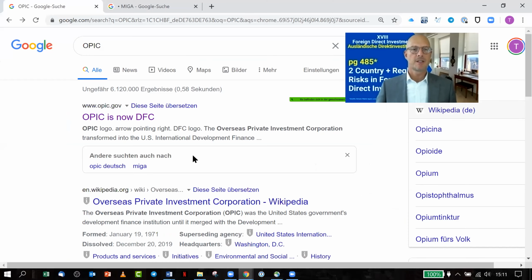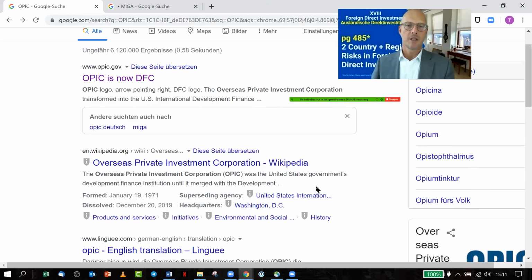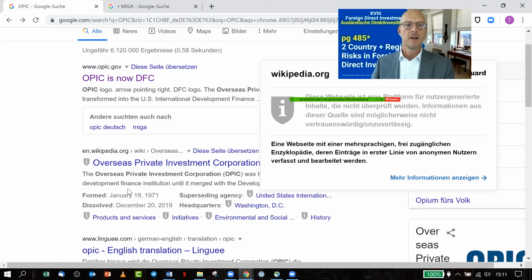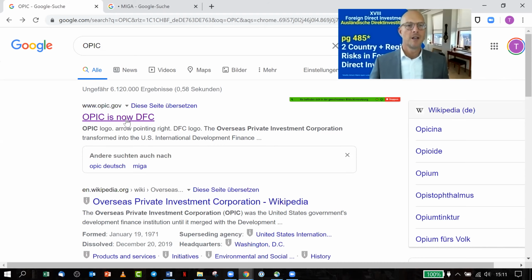Okay, the first thing is OPIC. It's a former investment agency. Now it has a new name, so please change this in the book. So OPIC, the Overseas Private Investment Corporation, was the United States government's development finance institution, right? It's now called DFC.